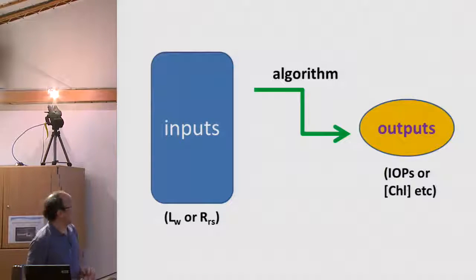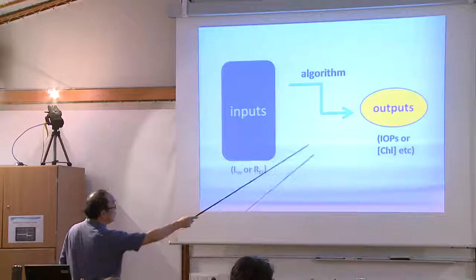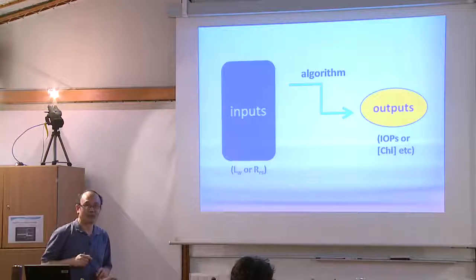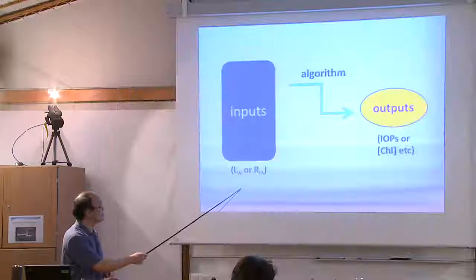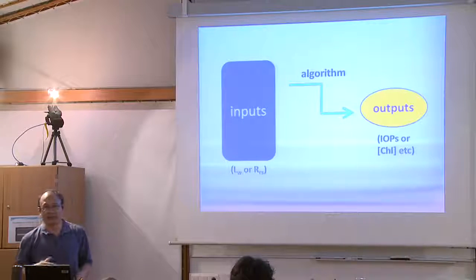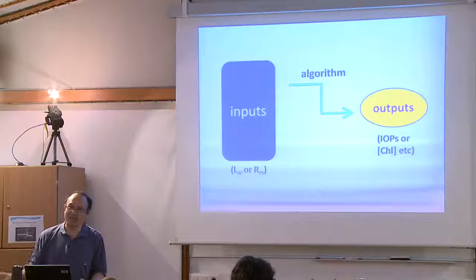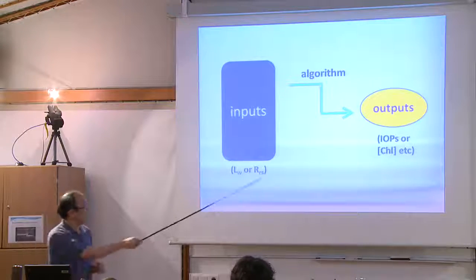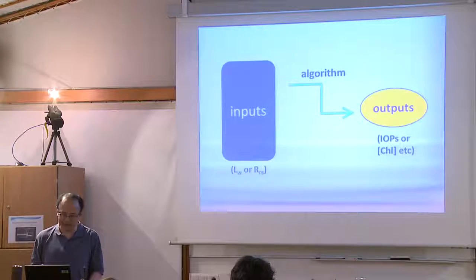As said, an algorithm basically is an approach to get the outputs from these inputs. Inputs will be the spectrum of remote sensing reflectance or spectrum of water-leaving radiance. The outputs will be chlorophyll, suspended sediments, shallow water depths, bottom substrates, or, as our focus today, IOPs, the inherent optical properties.